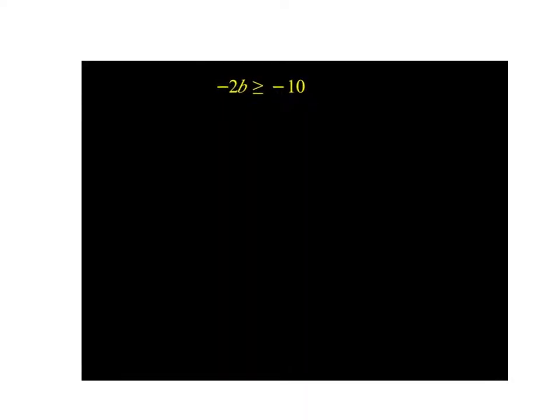Let's try another example, and this time, let's just flip the sign to start with. And then we'll talk about why we flip and when we flip. So here's the problem. -2b is greater than or equal to -10. I'm going to divide by -2, divide by -2. I am going to flip the sign first in this problem.